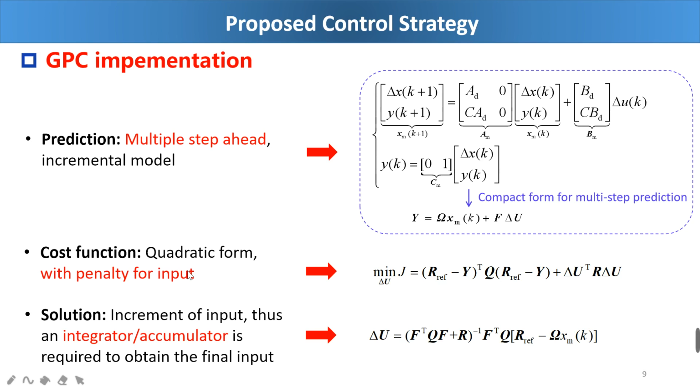And the cost function is a quadratic form, and the penalty is given to the input. This is the expression of the solution, and this solution is actually the increment of the input voltage, but we should use some extra integrator or accumulator to get the final input voltage. So this incremental or accumulator is just the reason why GPC can inherently avoid the static error.